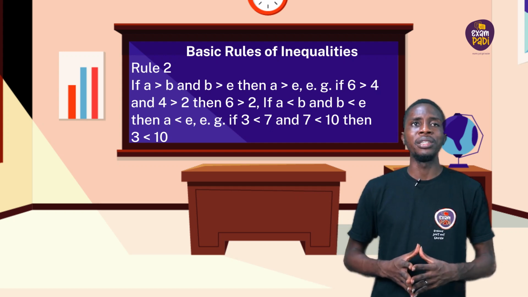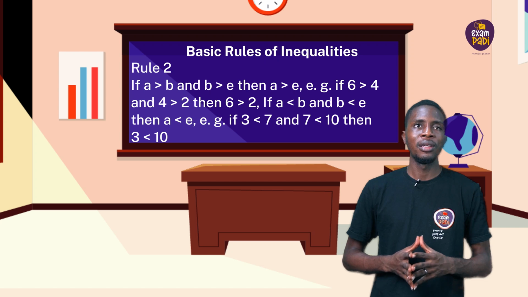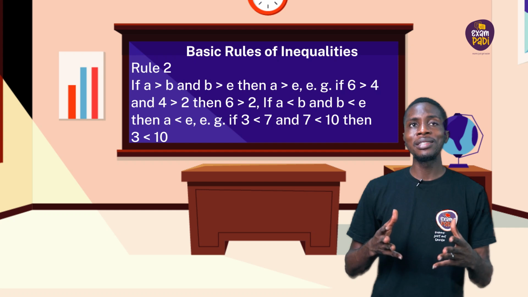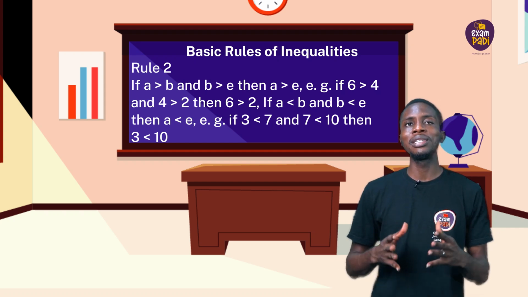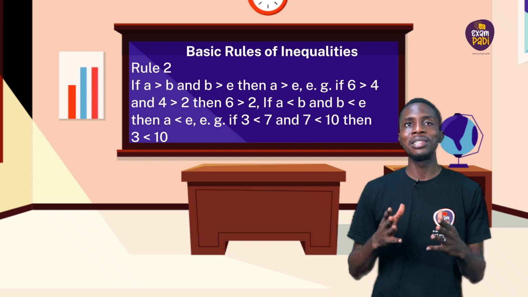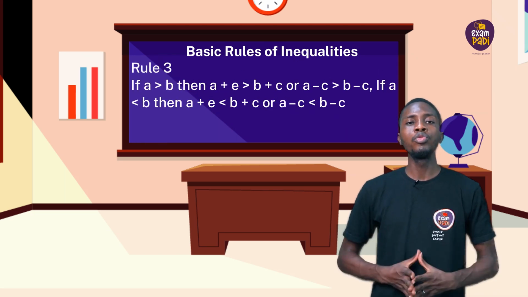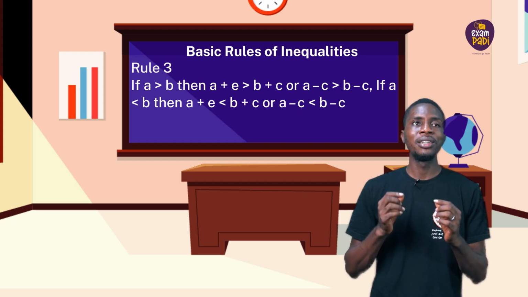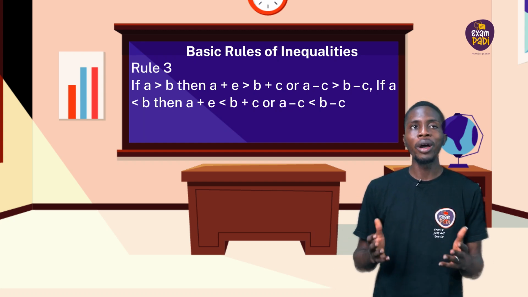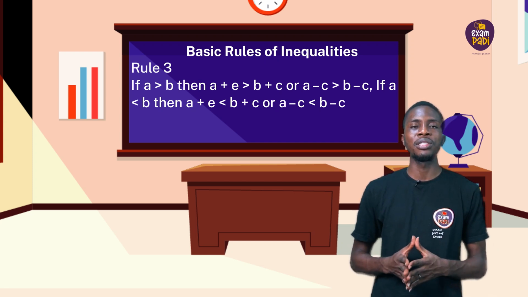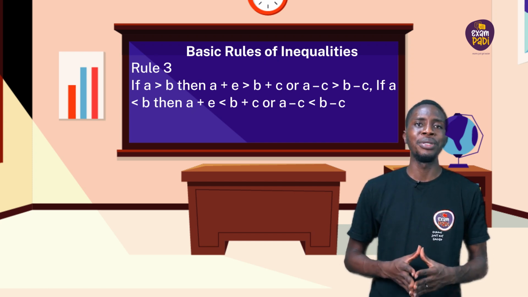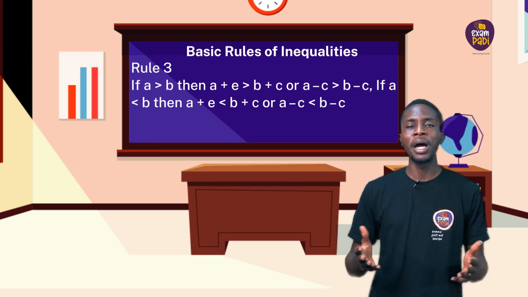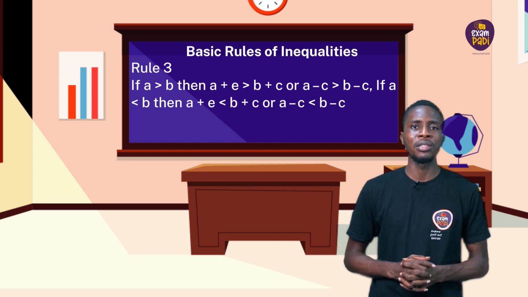If A is less than B and B is less than C, then A is less than C. For example, if 3 is less than 7 and 7 is less than 10, then 3 is less than 10. Rule number 3. If A is greater than B, then A plus C is greater than B plus C, or A minus C is greater than B minus C. If A is less than B, then A plus C is less than B plus C, or A minus C is less than B minus C.